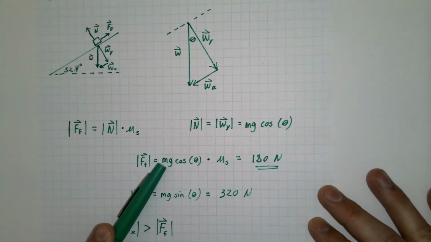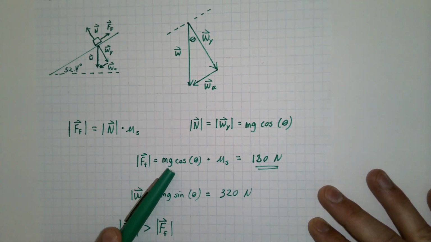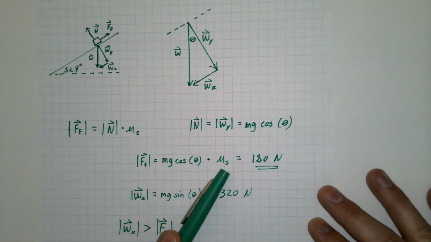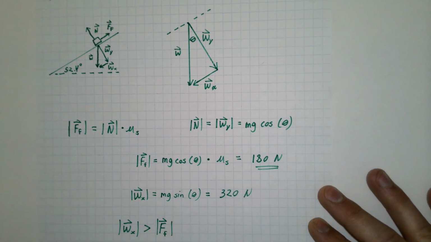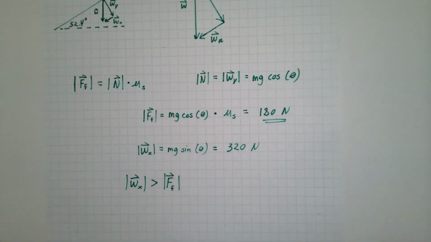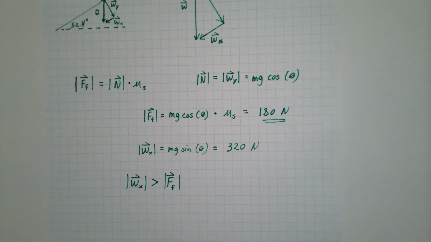Remember, we're given m, 41.2 kilograms. We know g is 9.8 meters per second squared, or 9.8 newtons per kilogram. Cosine of 52.4 degrees times the static friction coefficient, 0.72. We find that the frictional force is 180 newtons directed upwards, or up along the banister. Now, a related question would be, is this enough friction to stop the child from sliding down the banister? The answer is no.